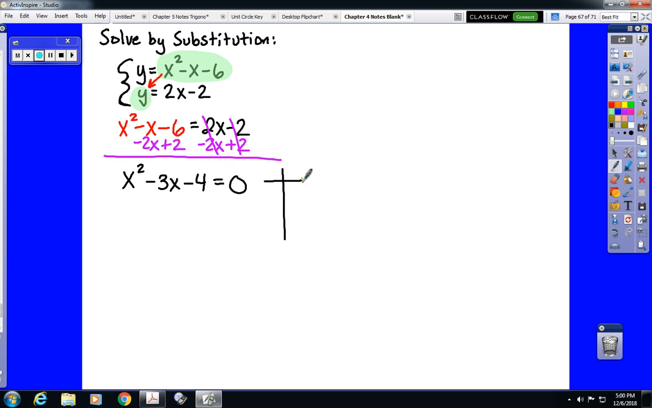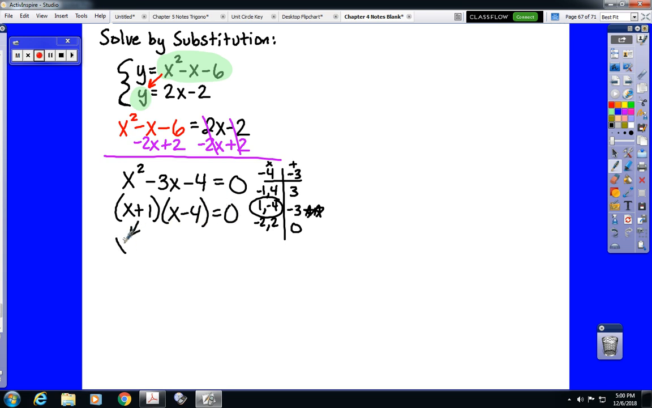Now again, we're going to factor that. So we're looking for numbers that multiply to negative 4 and add to negative 3. When we're talking about pairs of numbers that multiply to negative 4, there are only 3 options there. So we just need to ask ourselves, which one of those adds up to negative 3? That would be 1 and negative 4. So we have x plus 1 and x minus 4 equals 0.